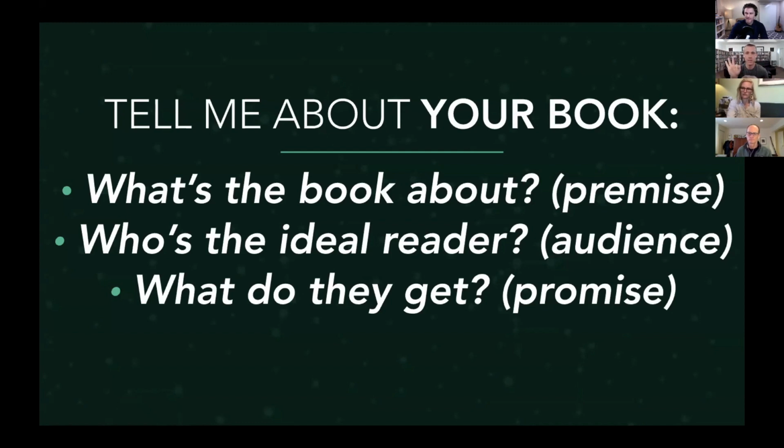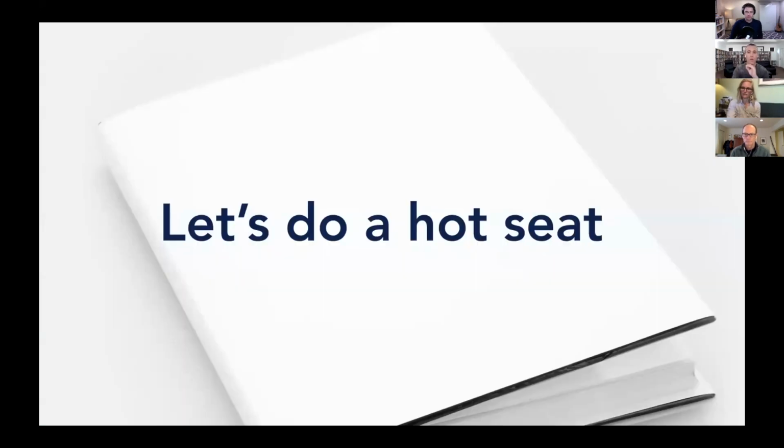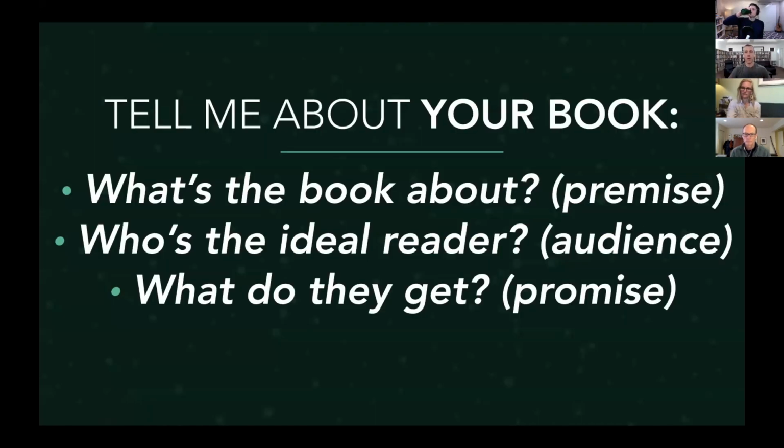Three sentences. What's the book about? Who's the ideal reader? What do they get? Premise, audience, promise. And if you need 2 sentences for some of these, that's fine. But the more brief you can do it, the better. Does this make sense to everybody? All right. So on your template, write out what's the book about? Who's the ideal reader? What are they going to get?